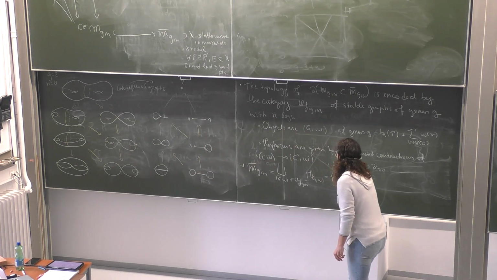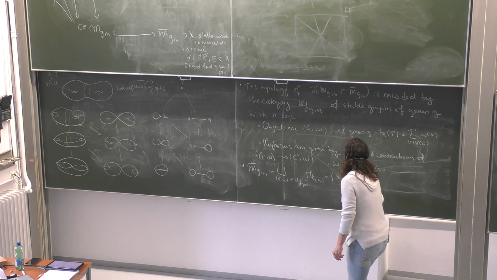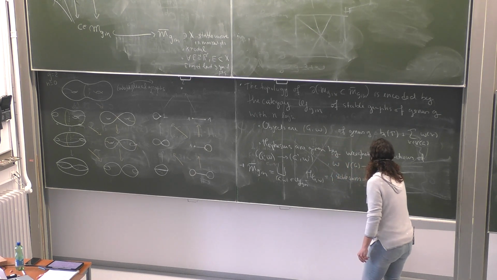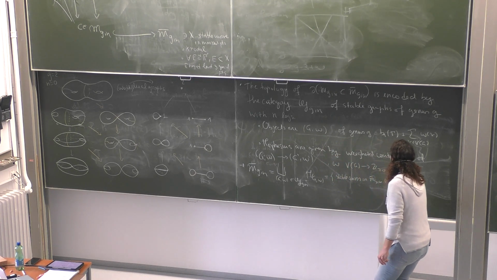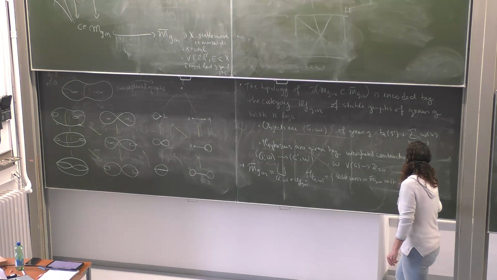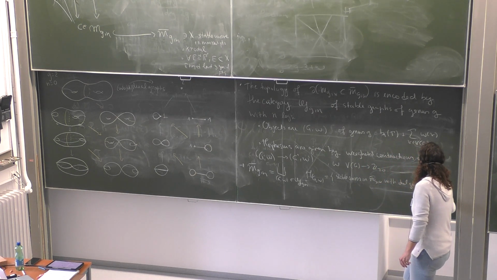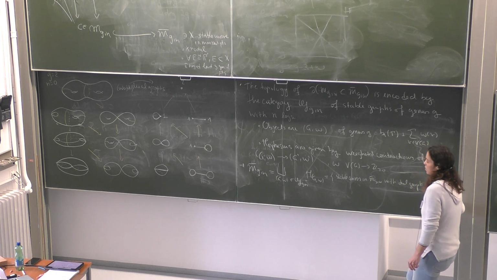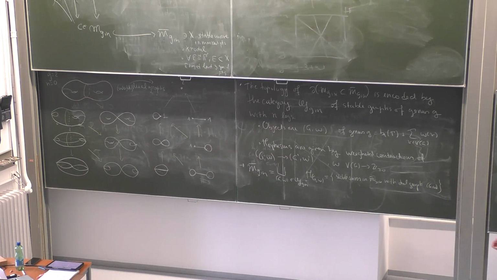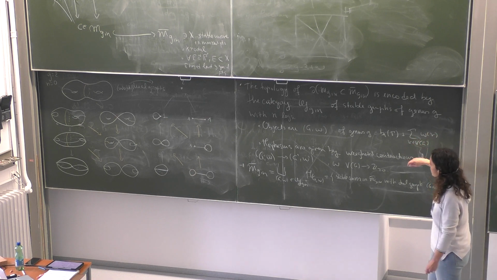So stable curves in M_{g,n} bar with dual graph (G, w). Okay, and so it's a decomposition.